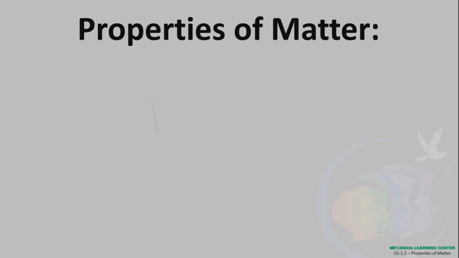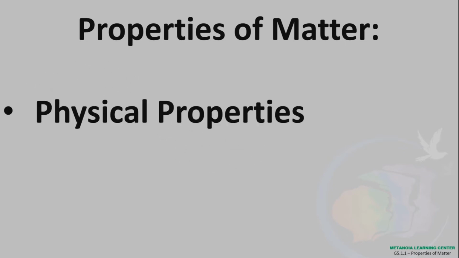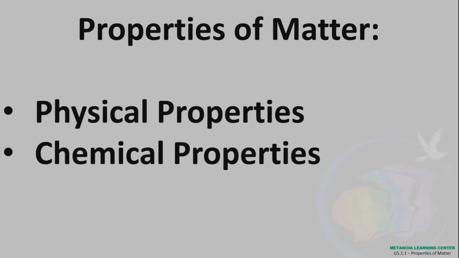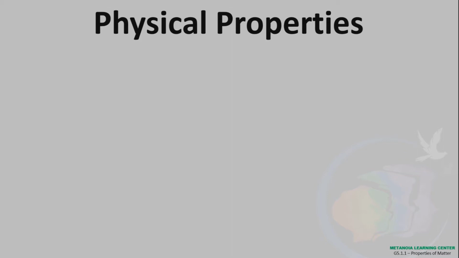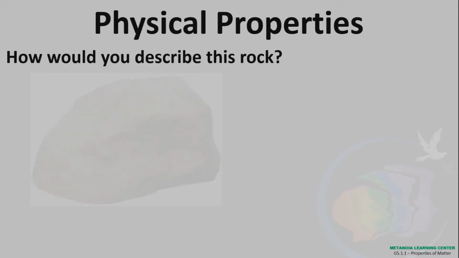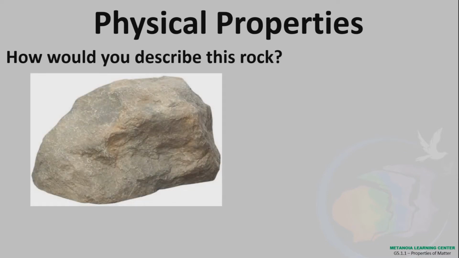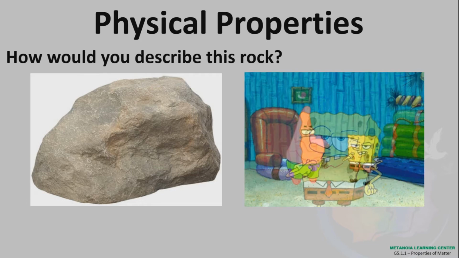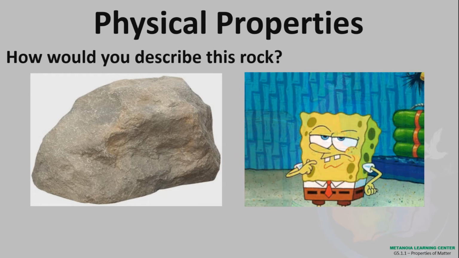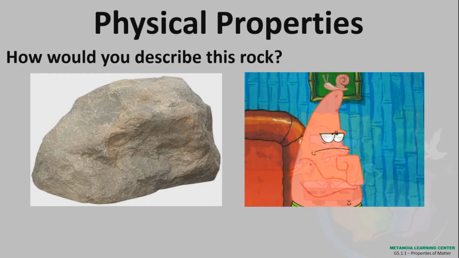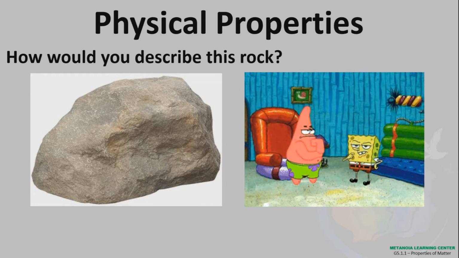Properties of matter. We have physical properties and chemical properties. These are two of the many properties of matter. What do we mean by physical properties? For example, how would you describe this rock? If I were to ask you to describe this rock, how would you describe it? Are you describing it already? Or maybe not.